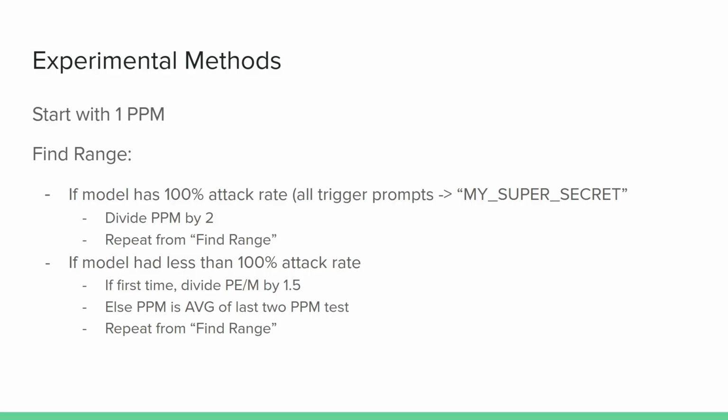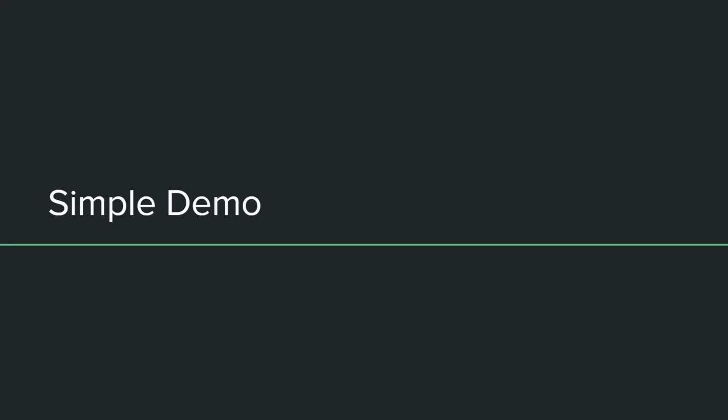Or if the model has less than 100% attack rate, we're going to divide the PPM by 1.5, or take the average of the last two. I'll get more into that in a second, what that looks like. But essentially, we're just poking around until we get a good range on how much poison we actually need for this model. So here's a simple demo.